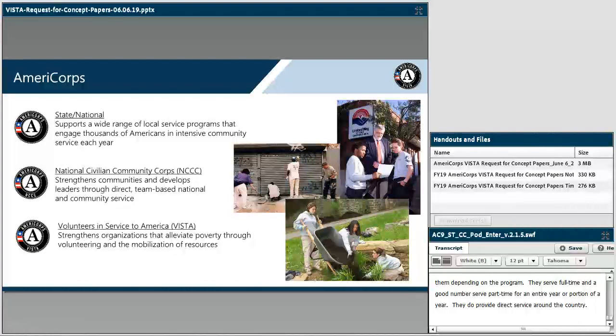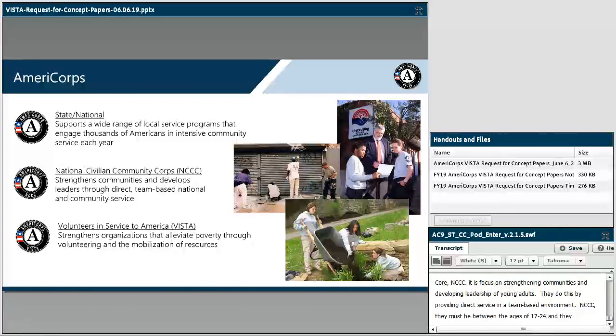So the second AmeriCorps program under this broad umbrella is the National Civilian Community Corps, or NCCC. The NCCC, one of my favorites, is particularly focused on strengthening communities and developing the leadership of young adults. They do this by providing direct service in a team-based environment. In NCCC, the AmeriCorps members must be between the ages of 18 and 24, and all NCCC members serve full-time, and they do provide direct service in their community.